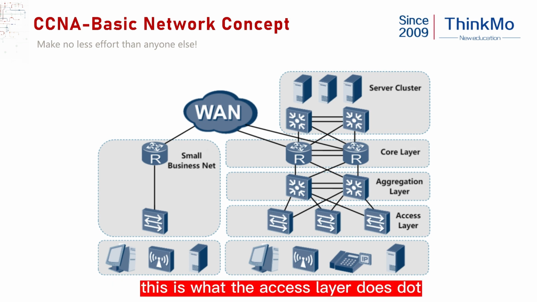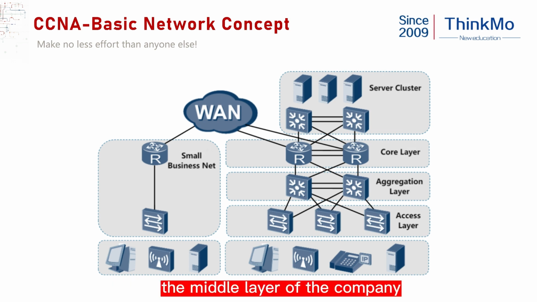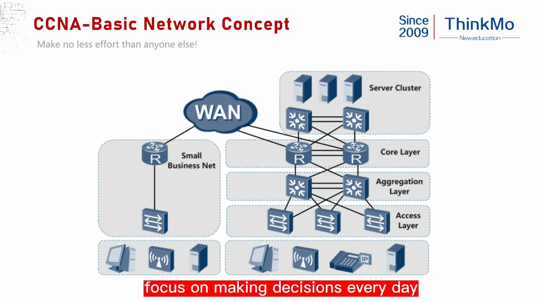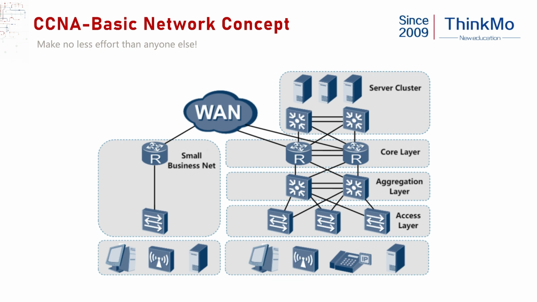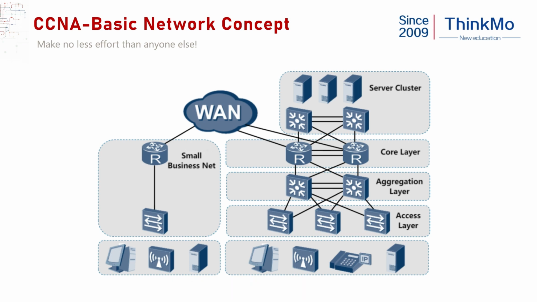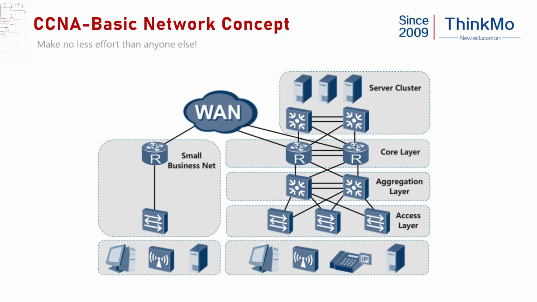That is what the access layer does, the work of people at the grassroots level. The middle layer of the company is like the aggregation layer, managing company affairs. Senior leaders focus on making decisions every day. The same is true for the core layer. What do we usually choose for core equipment? To be honest, many companies will buy firewalls at the core layer. Here we draw a router, but in fact many enterprises use firewalls at the core layer. Why? Because of the firewall itself.